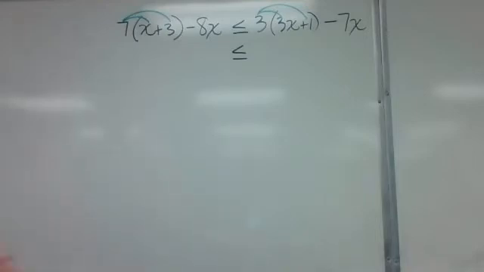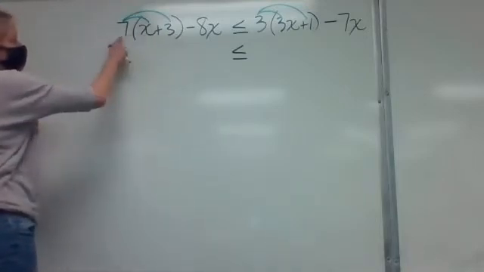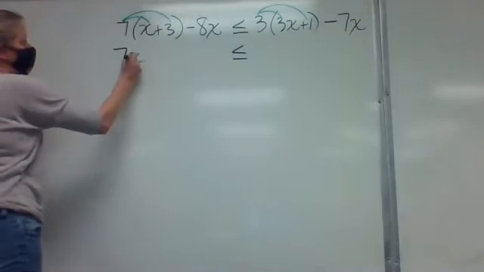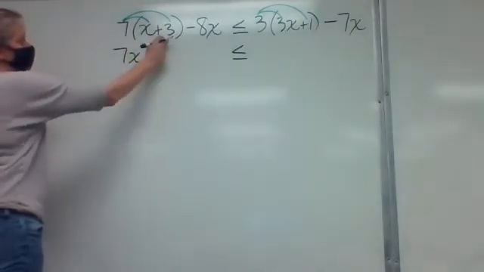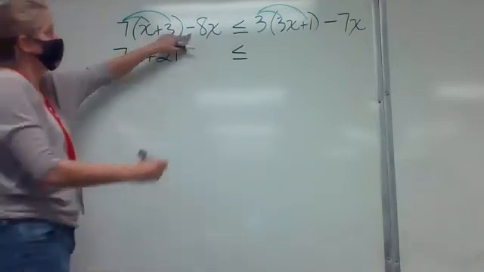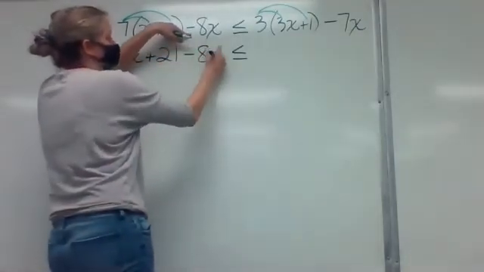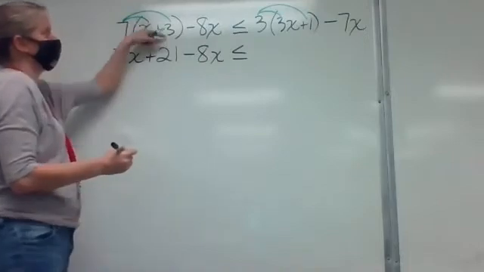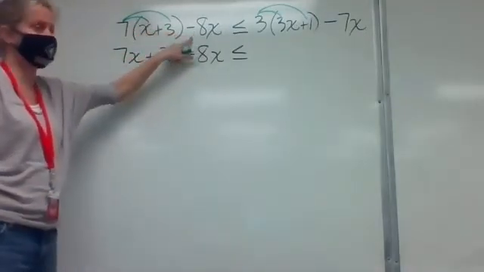So let's see. Here, if I distribute the 7, I have 7x plus 7 times 3 is 21. This minus 8x just drops down, right? Because it's not inside the parentheses to distribute to. So it just comes down.